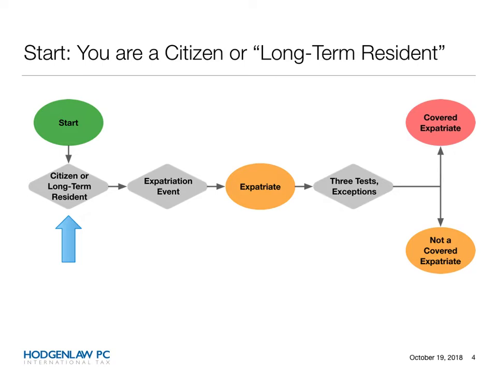So the first important thing to understand is there are only 2 categories of people who have a potential problem with the exit tax, and everybody else has no problem. So if you are in the United States with Category E visa, Category L visa, Category H, H-1B, you do not have the problem of a potential exit tax if and when you leave the United States.